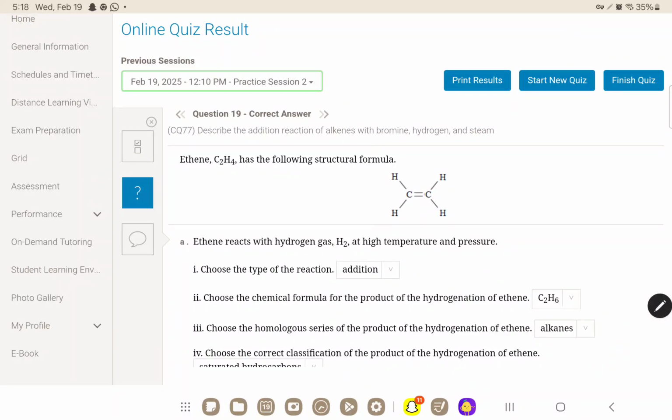Now, here we have an ethene molecule, which is an alkene. So what's the type of reaction when you react it with hydrogen gas at high temperature and pressure? It is an addition reaction because you're adding hydrogen gas to it. You could even call it hydrogenation, but hydrogenation either way is a type of addition reaction.